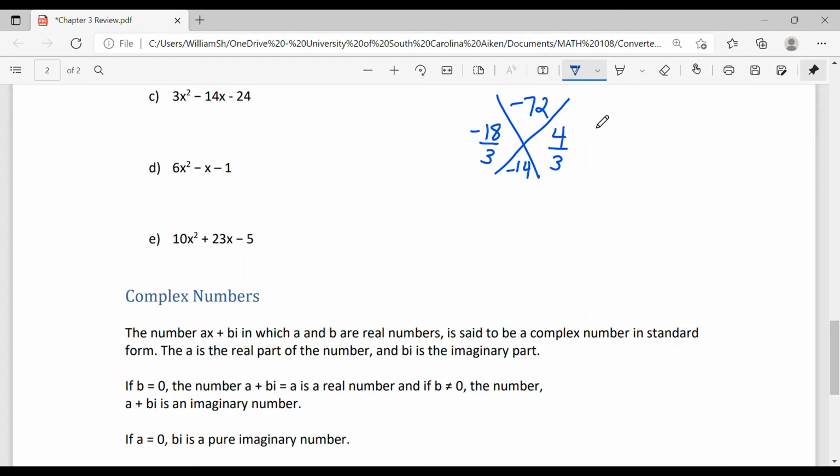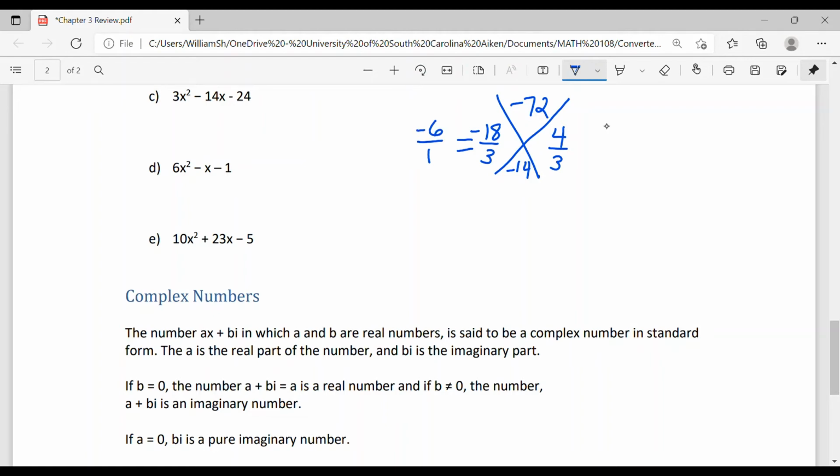Okay? So if I make the 18 negative, negative 18 and positive 4 is negative 14. Negative 18 times 4 is negative 72. Now all I have to do is reduce, if possible. Now I can definitely reduce this side. This side will reduce to, let's see, I can divide both by 3. That'll give me a 1 there. And negative 18 divided by 3 is negative 6.